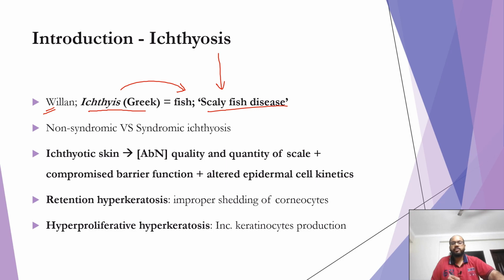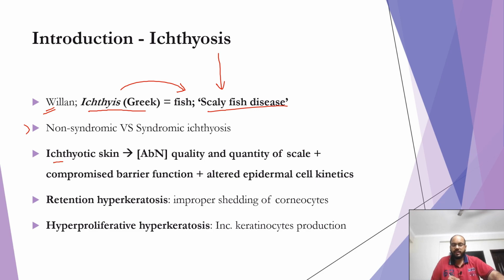Now, ichthyosis was initially divided into non-syndromic and syndromic. That means in non-syndromic ichthyosis, you have majorly skin involvement in the form of scaly disease, while in syndromic ichthyosis, you have scaly disease as a part of other features involving other organ systems like ears, heart, GI tract, endocrinal abnormalities, craniofacial abnormalities, neurological issues. So then it becomes part of syndromic ichthyosis. Okay, let's move forward.